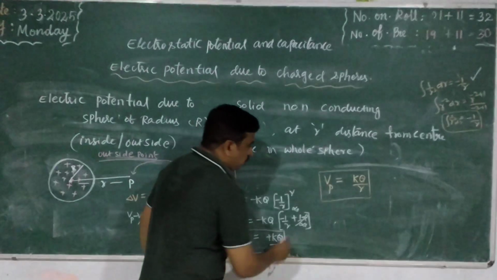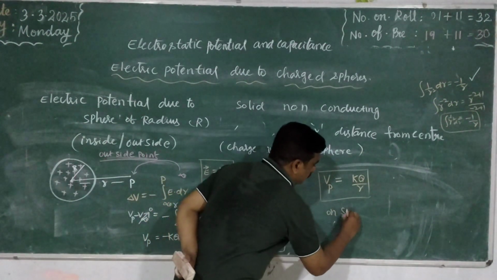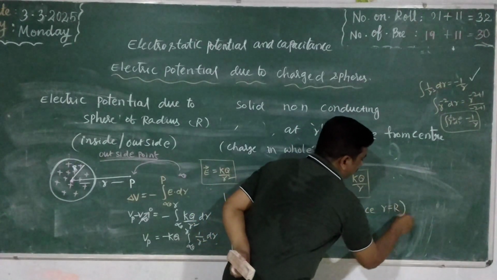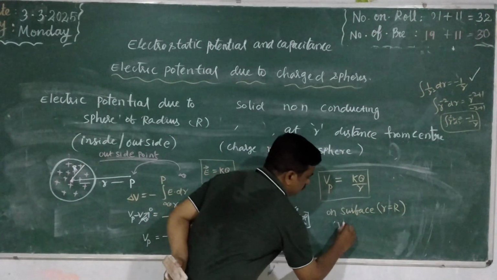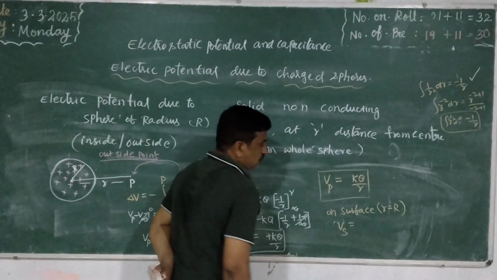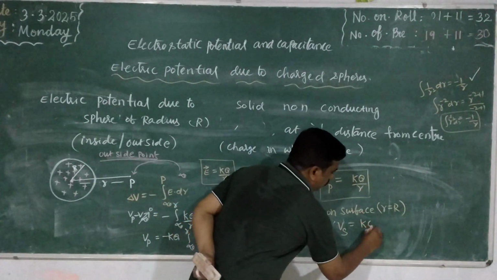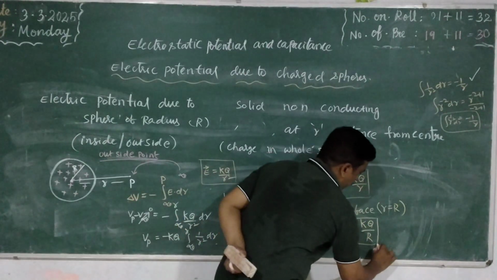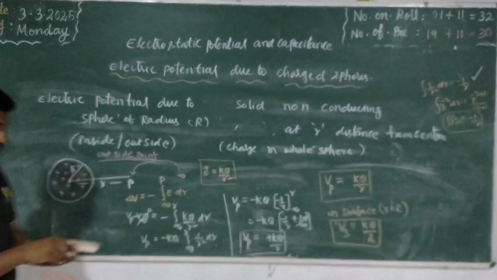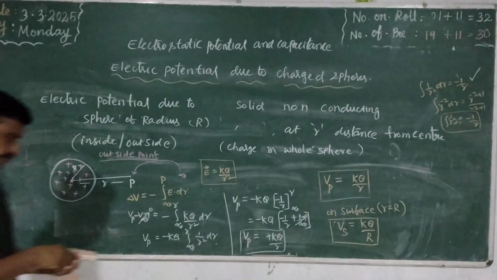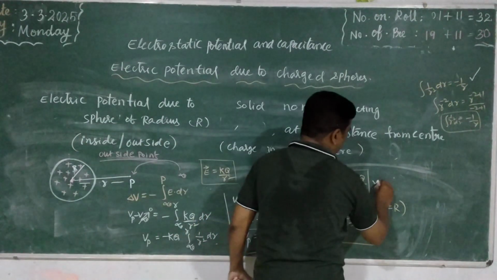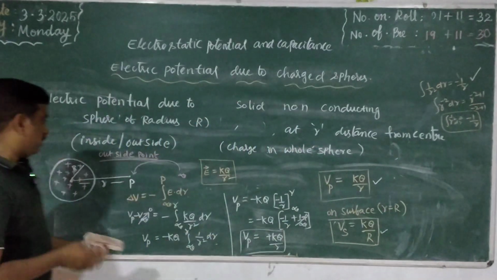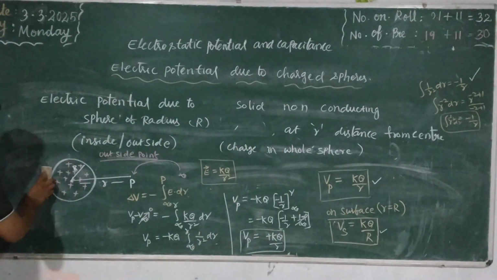See, for example, on the surface, instead of small r we can write capital R. So the potential on the surface is Vs equal to kq by capital R. It is the potential on the surface of a solid non-conducting sphere. For an outside point it is variable; on the surface it is kq by capital R. Now we discuss inside point.